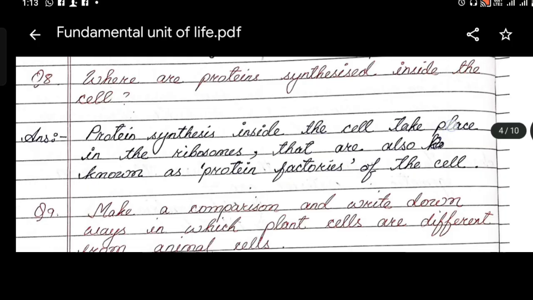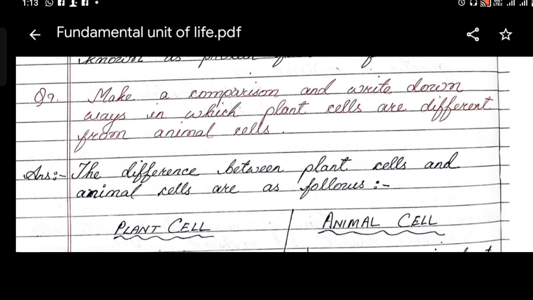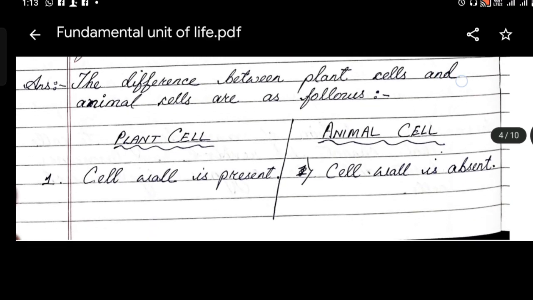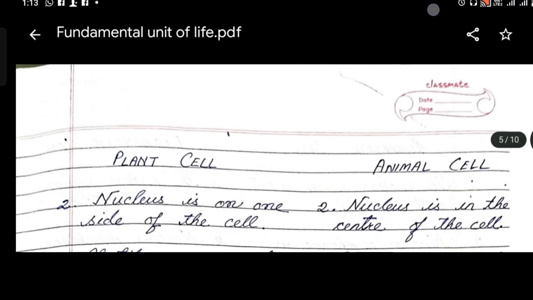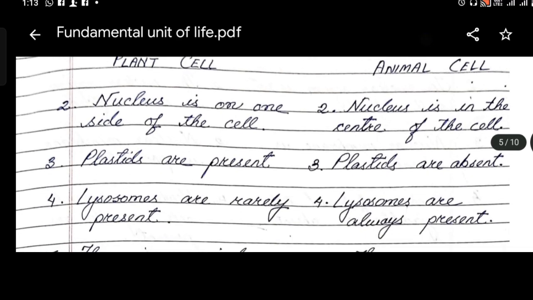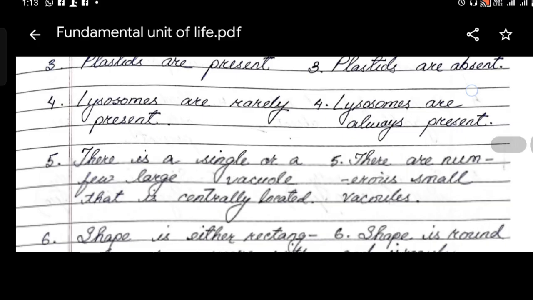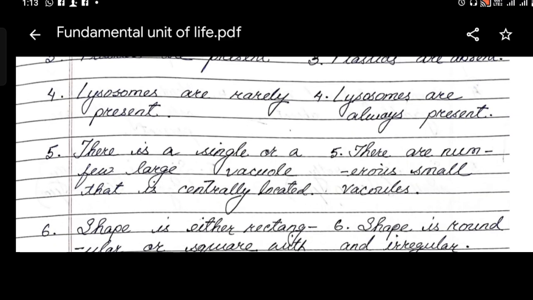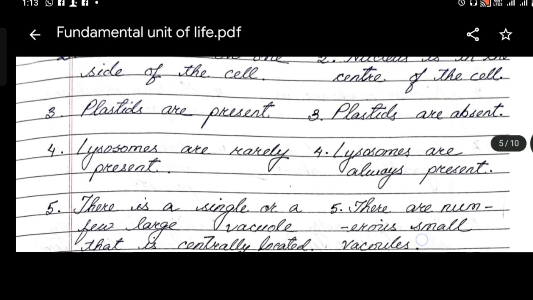Question number 9. Make a comparison and write down ways in which plant cells are different from animal cells. Answer. The differences between plant cells and animal cells are as follows. Plant cell: 1. Cell wall is present. 2. Nucleus is on one side of the cell. 3. Plastids are present. 4. Lysosomes are rarely present. 5. There is a single or a few large vacuoles that are centrally located. 6. Shape is either rectangular or square with distinct edges.